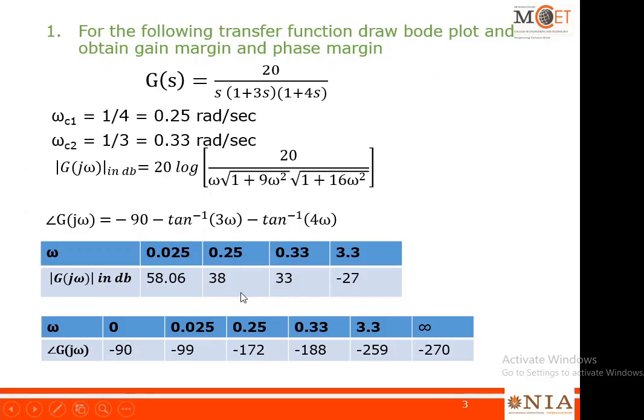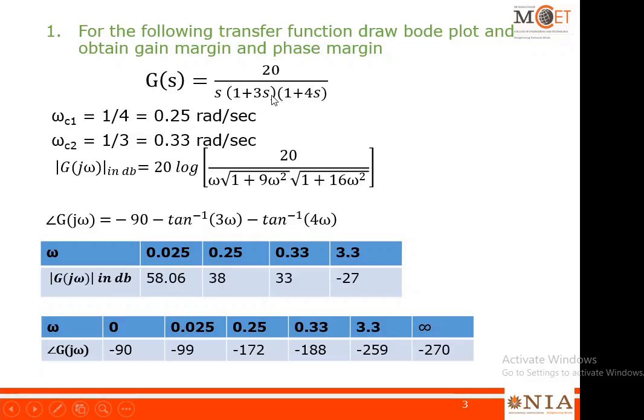Now this is the problem given. For the transfer function given, we have to draw the Bode plot and obtain the gain margin and phase margin. If you look at the transfer function, it is in the standard format. What is the standard format? Every term should be in the form of 1 plus s into a constant. This transfer function is in the standard format because of 1 plus s into capital T, 1 plus s into capital T.